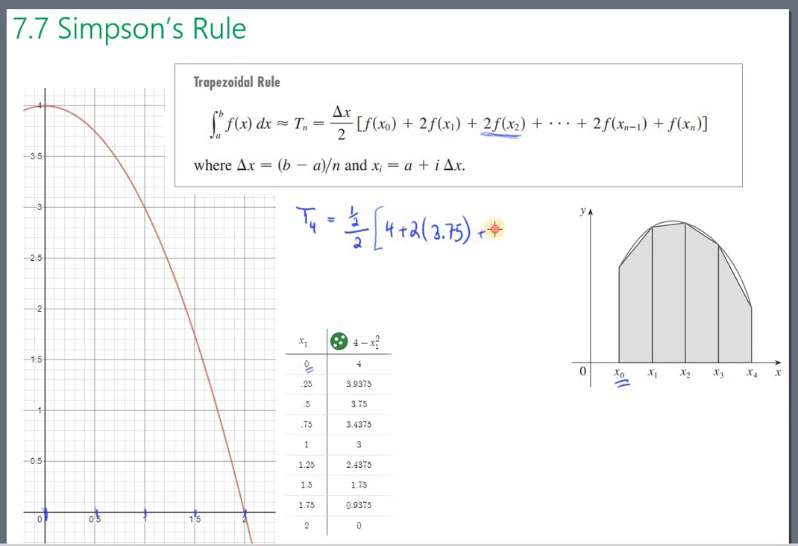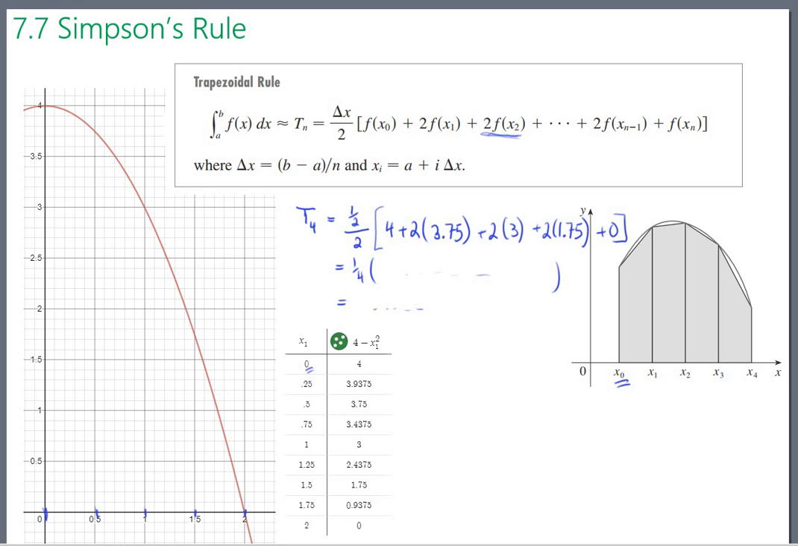And we need 2 of the next one. So let's see, we're at 1 now. So 2 times 3. And we need 2 of the 1.5. So 2 times, plugging in 1.5 results in 1.75. And we need just 1 of the last point. Plugging in 2 gives you 0. So just to be formal, I'll put the plus 0 on there. So again, 1/2 divided by 2 is really 1/4. But you've got 1/4 times all that added up. And again, I'm not going to actually crunch that out, but that would be the trapezoidal rule.